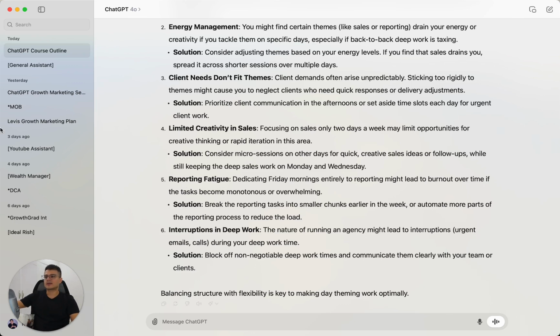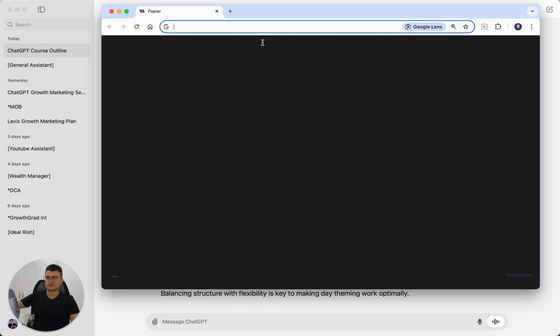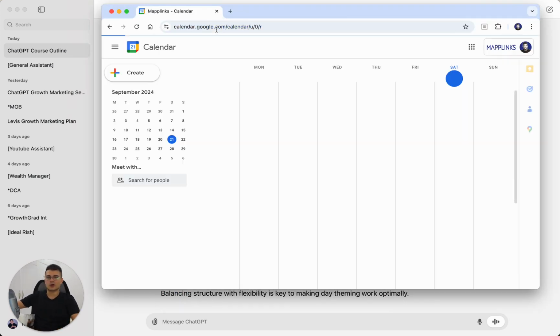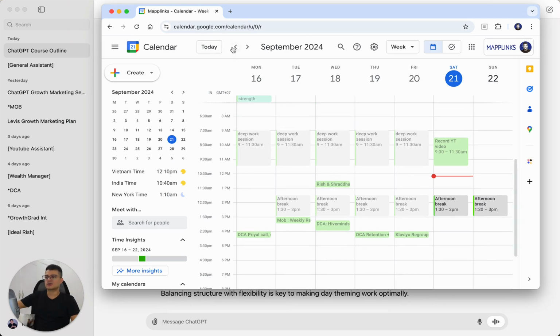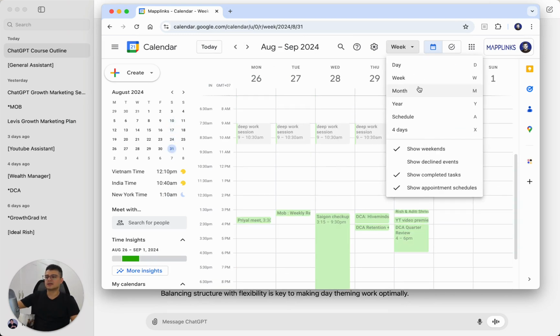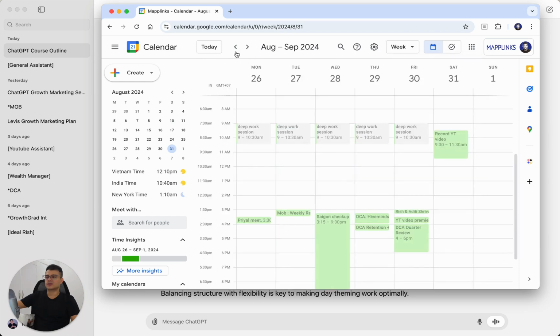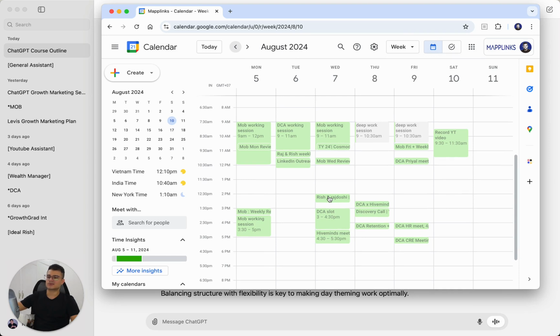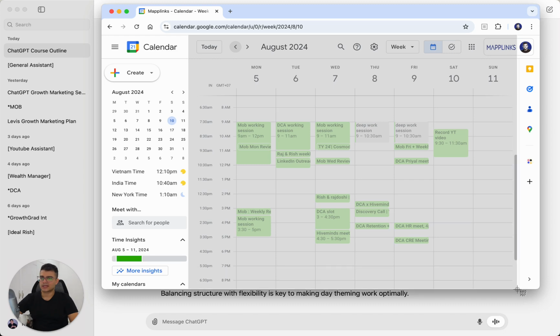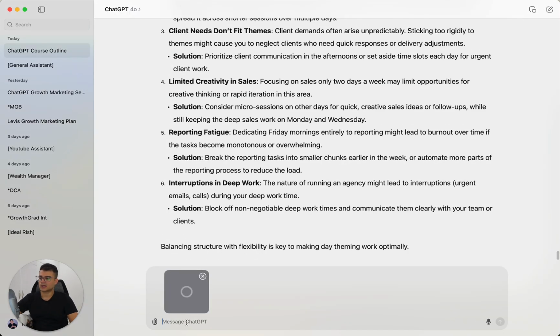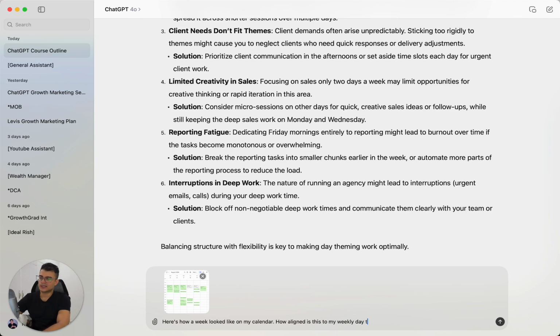Right? So far, we've given it inputs in terms of text. And we've given it good inputs. We've got good output so far. What I'm also going to do is I'm also going to test a sort of screenshot-based method. So what I'm going to do now is I'm going to send it a screenshot of my calendar. Okay. And I'm going to say, here's how a week looks like on my calendar. How aligned is this to my weekly day themes, and how can I make it better?